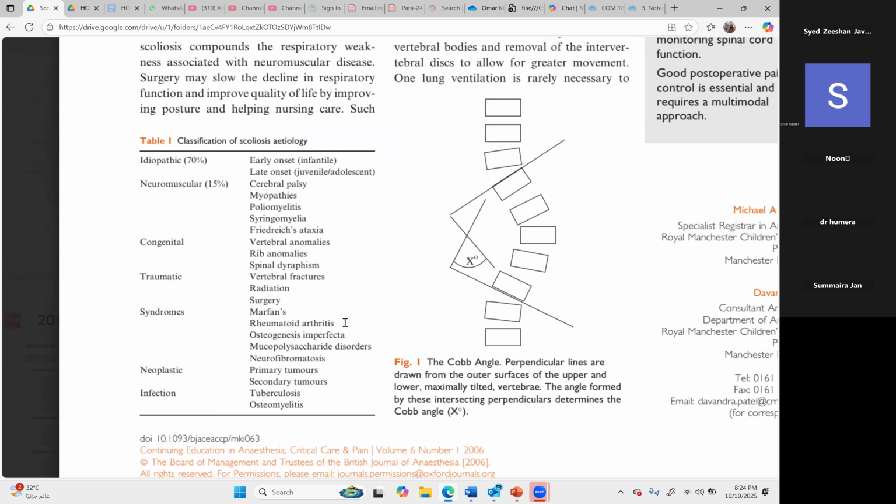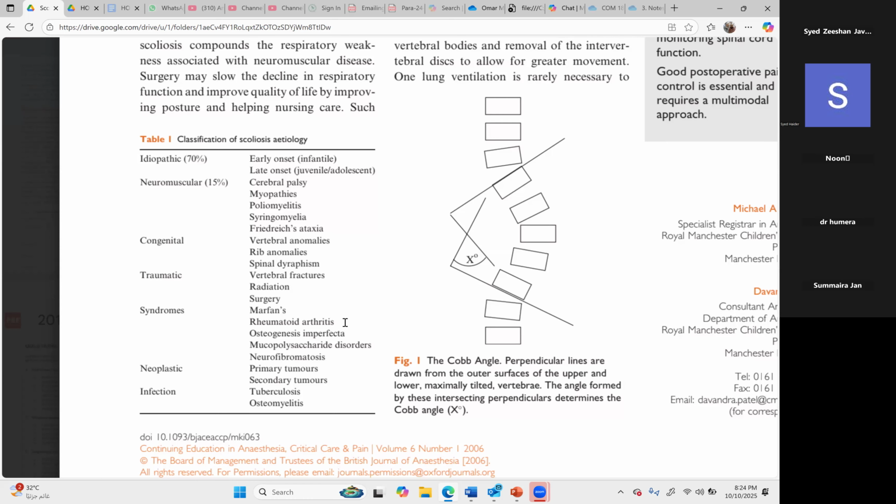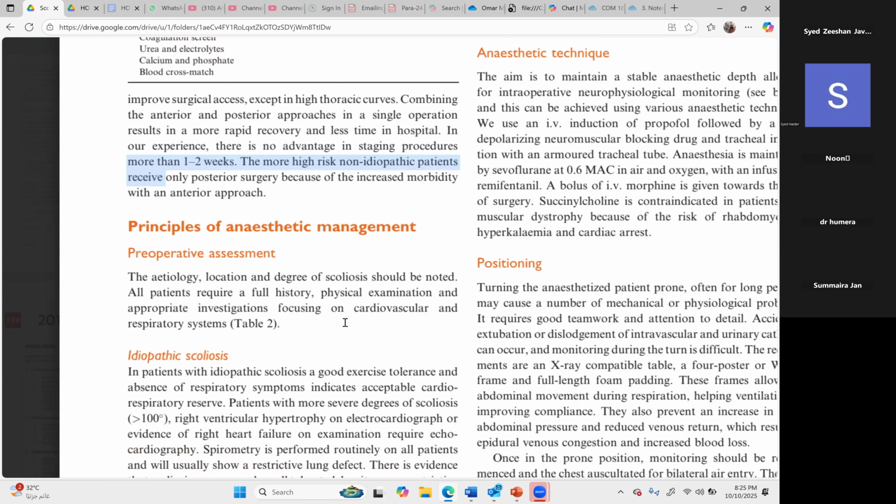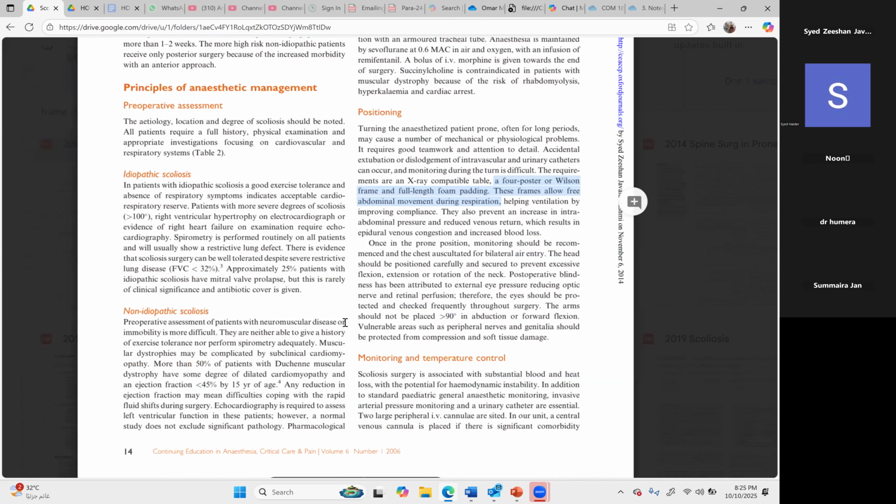So you see the possible etiologies: idiopathic, neuromuscular, cerebral palsy, myopathies, polio, syringomyelia, Friedreich's ataxia, congenital anomalies, traumatic, and syndromes like Marfan syndrome, rheumatoid arthritis, and association with malignant hyperthermia also. Investigations: chest X-ray, pulmonary function tests, ABGs. I did not say ABGs. If there is any involvement of the pulmonary system, then you can do an echo also. Otherwise, normal, because the patient is at risk of renal problems, so you should have a baseline creatinine and electrolytes. So I think that's it for scoliosis.